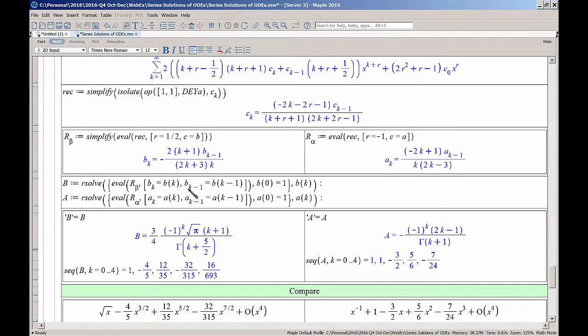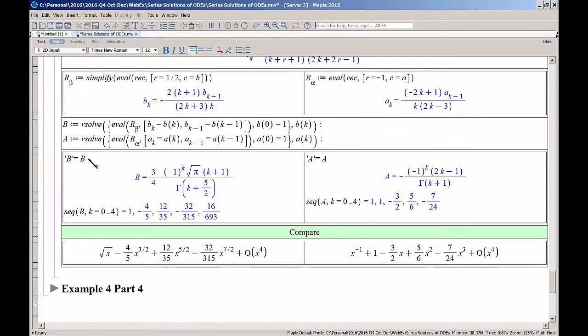There's no simple way to convert this form of the recursion, which is what you would write by hand, to Maple's functional form that you need for rsolve. And you have to do the same thing for here. And you get solutions. This is the solution for this recursion, and this is the solution for this recursion.